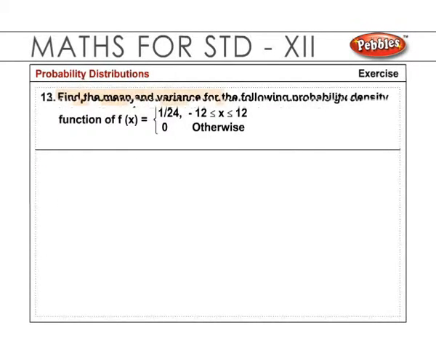Find the mean and variance for the following probability density function: f(x) = 1/24, −12 ≤ x ≤ 12, 0 elsewhere.